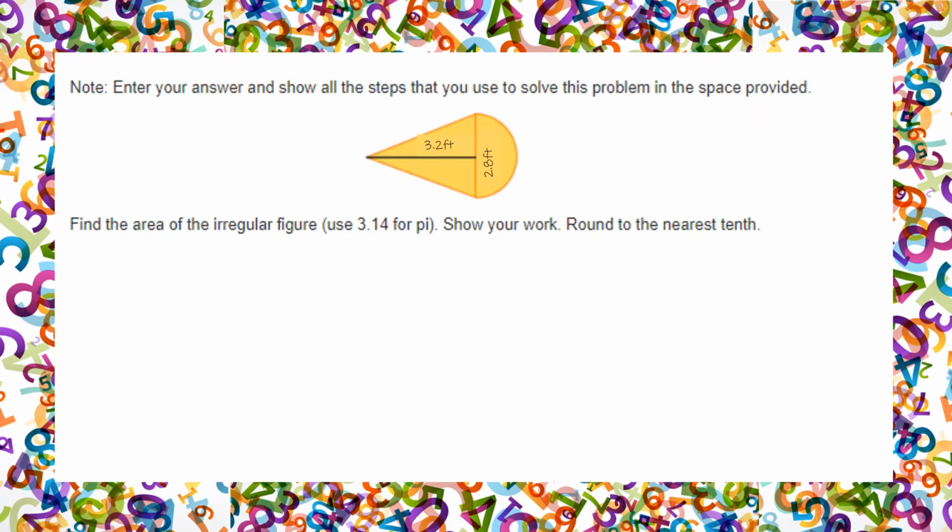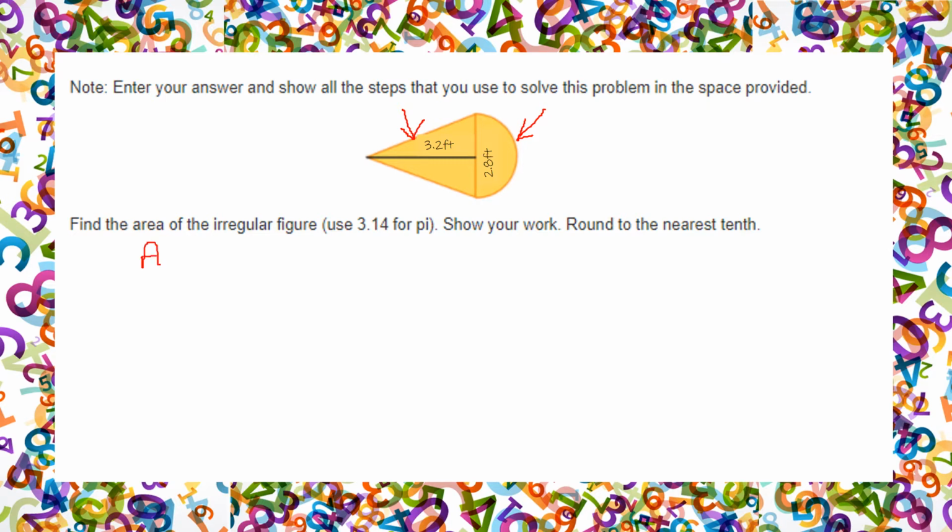Enter your answer and show all the steps that you use to solve this problem in the space provided. This is an irregular shape, and we've got to find the area of this. I see a triangle here and a semicircle here. So let's start with the triangle.